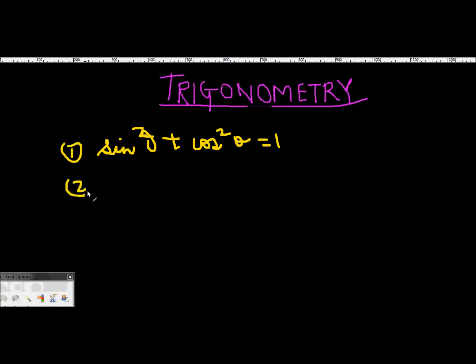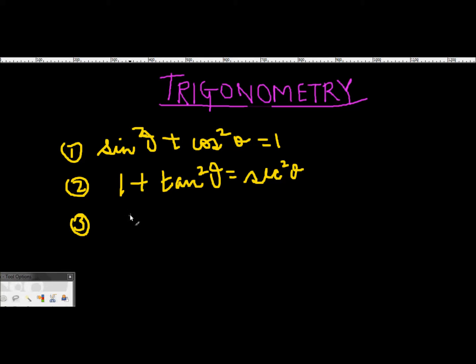The second formula is again easy. It's 1 plus tan square theta is equal to sec square theta, or you could say sec square theta minus tan square theta equal to 1. You could rearrange, and similarly in the first one you can say 1 minus cos square theta is equal to sin square theta, and that's all the proofs have to them, because this is all jumbling, and that's what you require to solve proof problems.